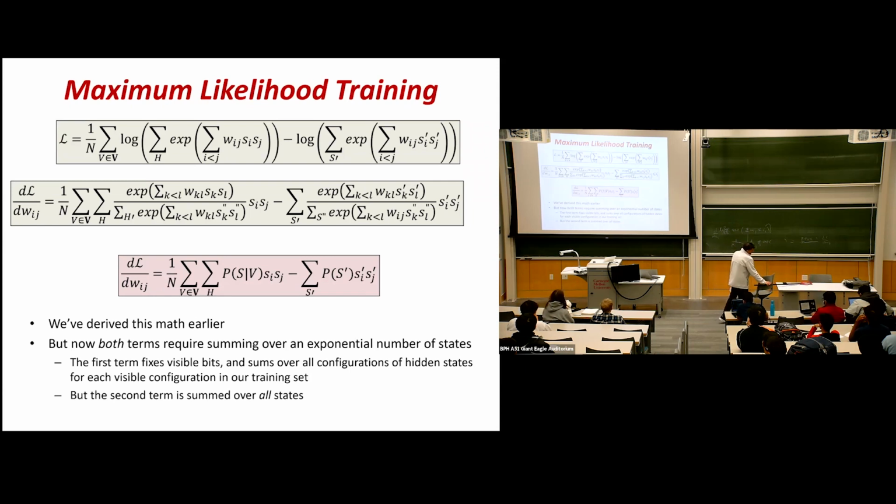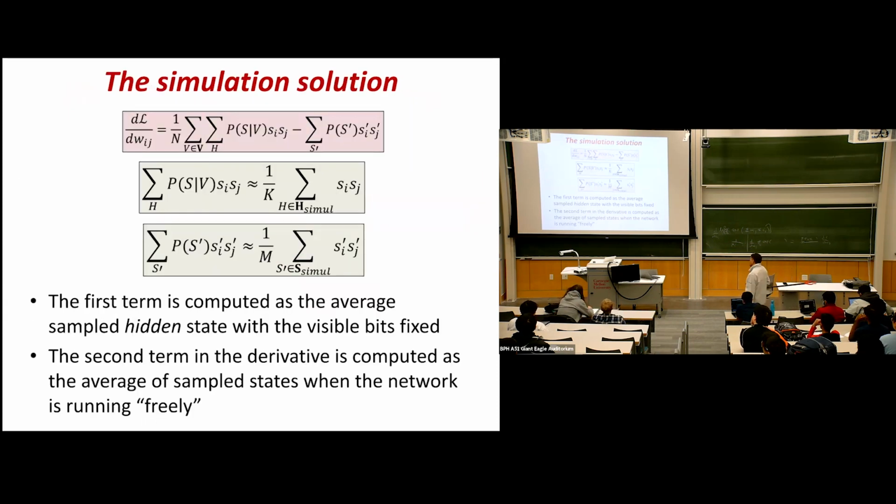Now, what is this first expectation? Again, that first expectation is not characterizable. We don't know what the probability distribution is, but we know how to approximate that expectation by sampling. And so even that first bit is computed as the average over sampled hidden states with the visible bits fixed. That's this one. And the second one is the average of the products of bits over all possible samples drawn from the distribution.